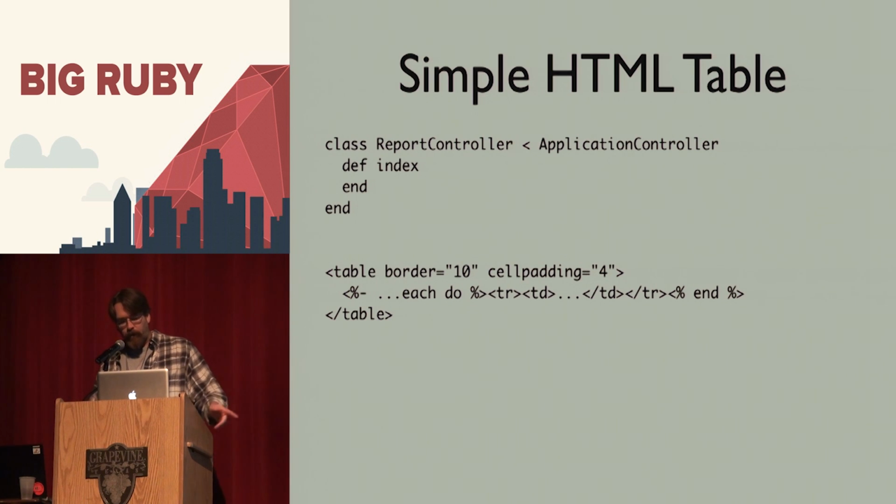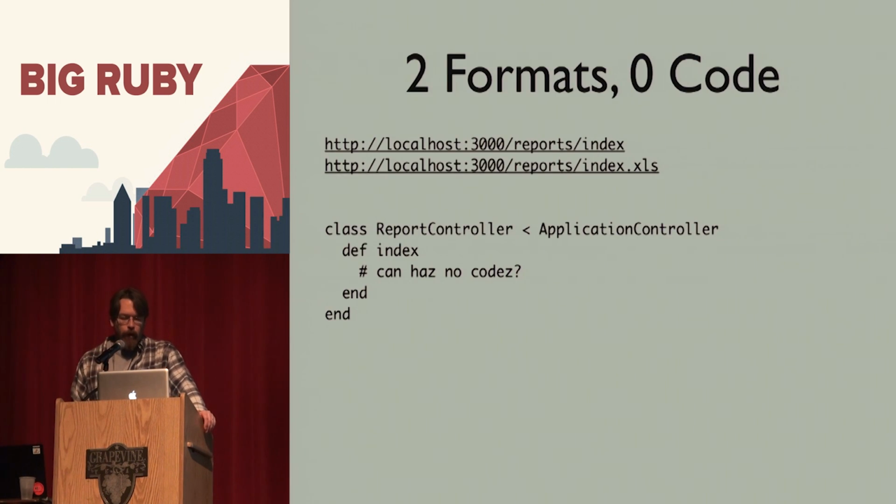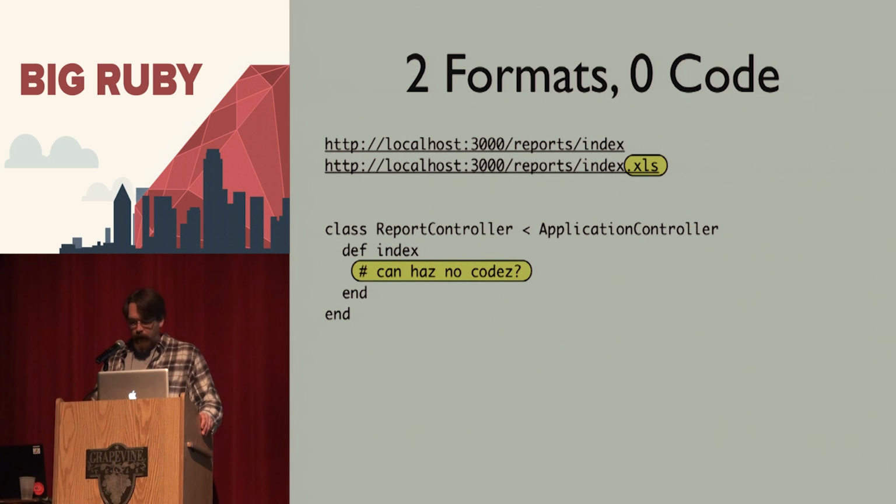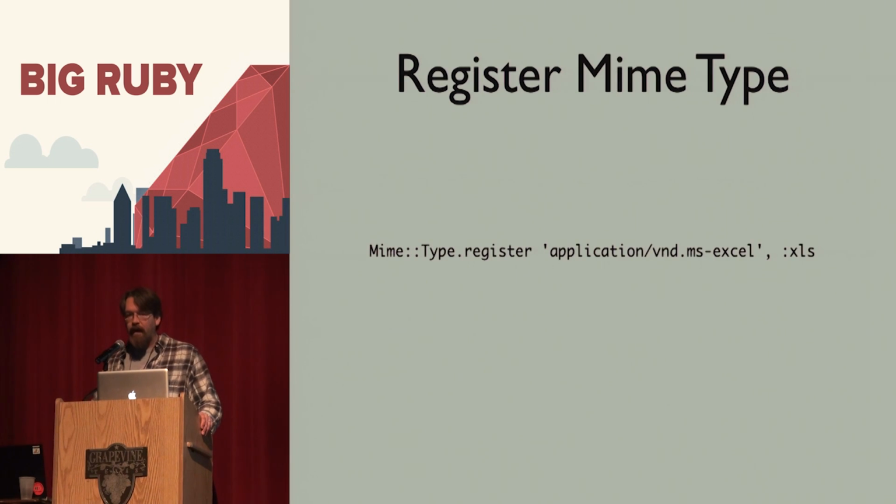But given this setup and a request for Excel, our goal here is to take these 2 routes, the top one being the default HTML format and then the XLS format, and make both of these work without any code. So before we hack, we have to do something that anybody would have to do and register the XLS MIME type, but now to the hacks.